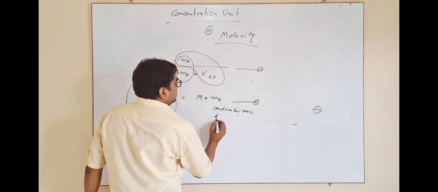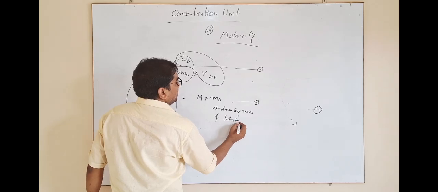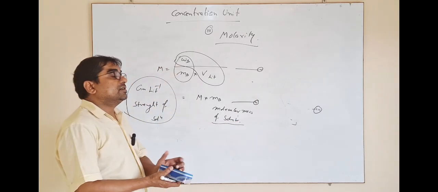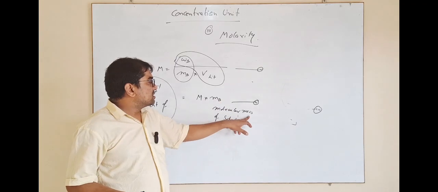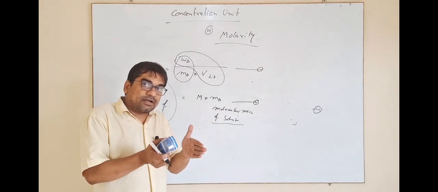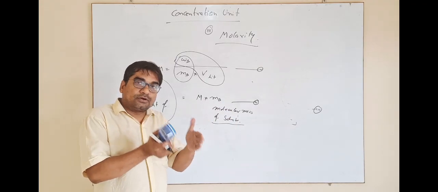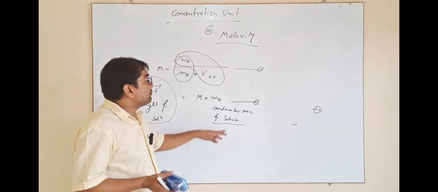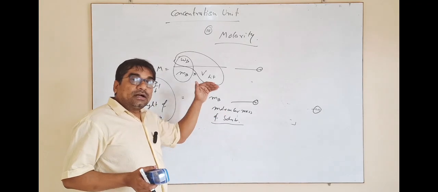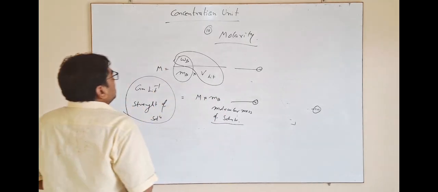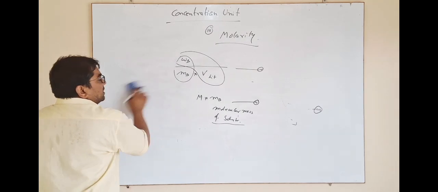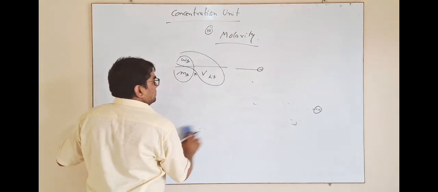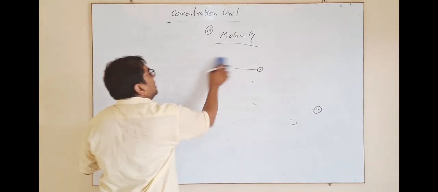Molecular mass of solute: in previous classes, 9th and 10th, you have already studied the molecular mass of solute. It is the sum of the atomic masses of all the component atoms present in a molecule. So this is the molarity and strength of solution with respect to gram per liter.